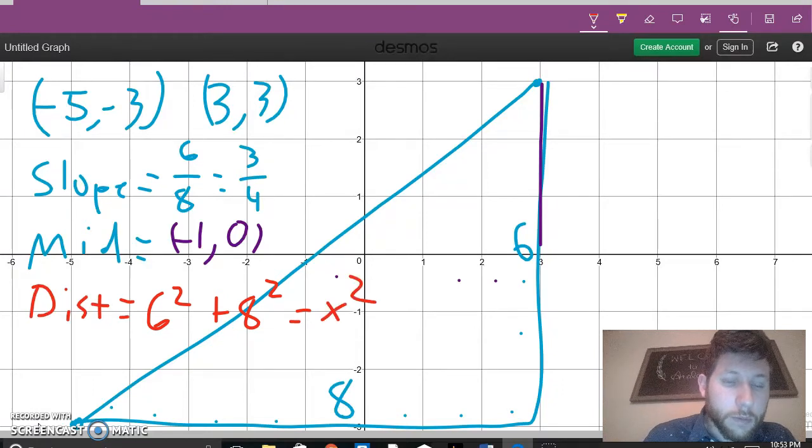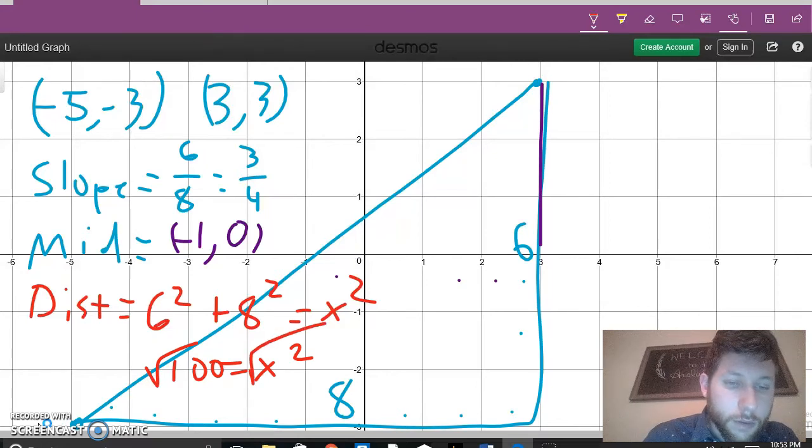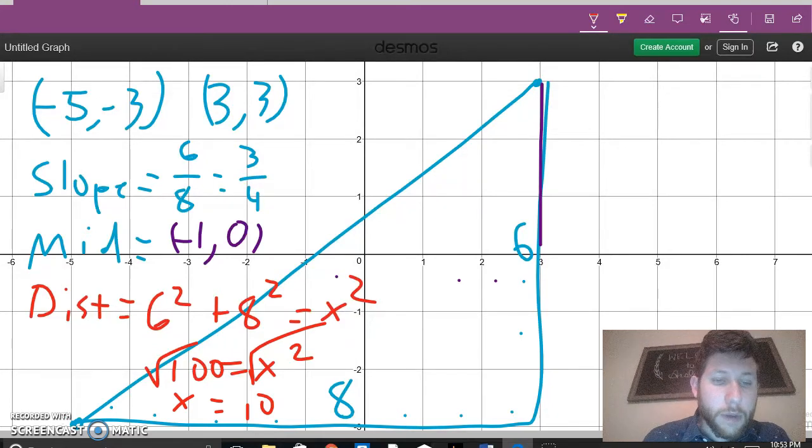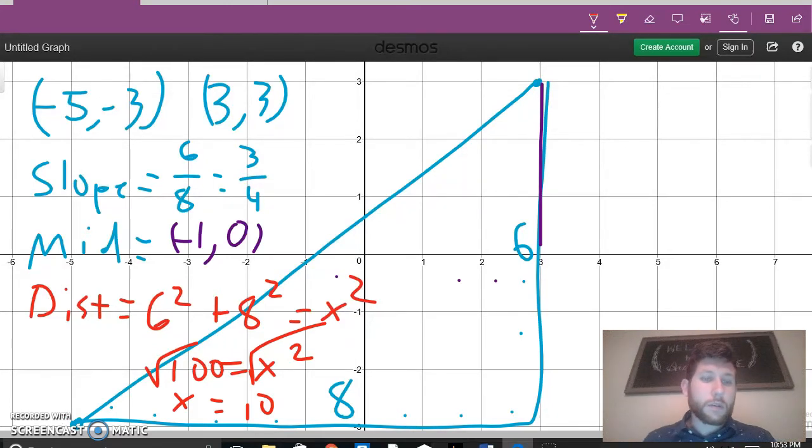If we plug all of this in our calculator, we're going to get 100 equals x squared. We're going to take the square root. We get x equals 10. And that looks about right. That looks like it would be about 10. So if you need to pause it here, you can take a look at that.